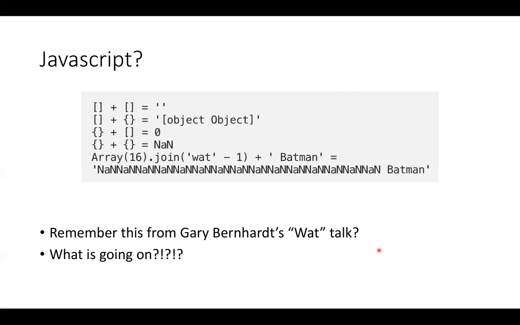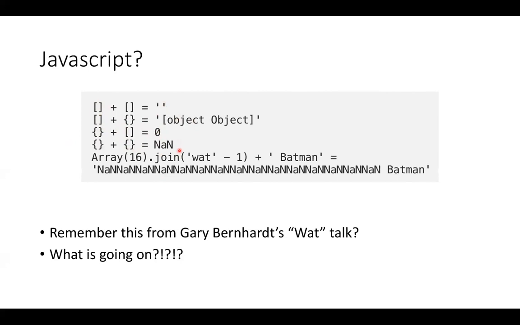So remember the Wat video that we watched, Gary Bernhardt's talk, where he went through and showed all the problems with all of these languages and their type systems. You might remember this slide where he was talking about JavaScript. He said, remember, array plus array is empty string, and array plus object is object. And because plus is commutative, we can just switch those, and object plus array is clearly also object. Oh wait, no, it's not, it's zero. And object plus object is NaN. Right, remember this?